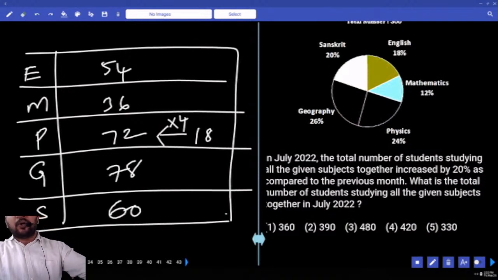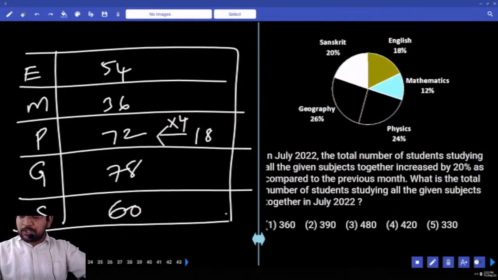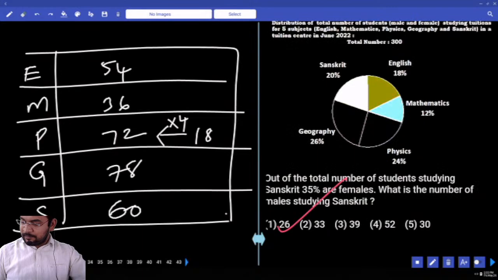In July 2022, but the given data is June, na, the number of students studying all the given subjects together increased by 20% as compared to the June month. What is the total number of students studying all the given subjects together in July 2022? 300, na, 20% more, na, 60 more, na, 60 plus 300, 360.